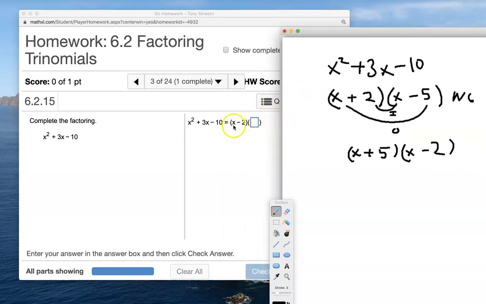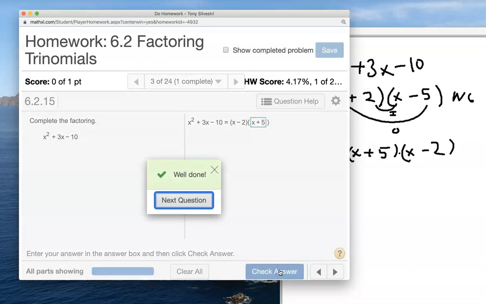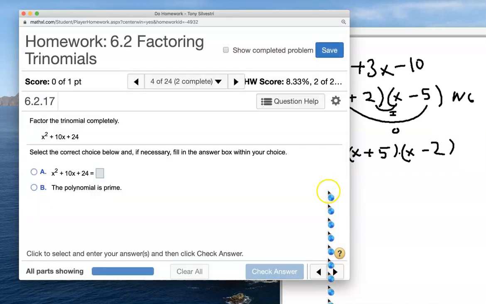Oh, I do know, look at this. They give us one of the factors. See, these are the factors. Anything involved in multiplication is a factor. So x minus 2 is a factor, so the other factor must be x plus 5. See, in the first 3 or 4 problems, what they do is they try to help you out, giving you one of the factors to prove that you're getting this right. So that's done. Nice, nice, nice.